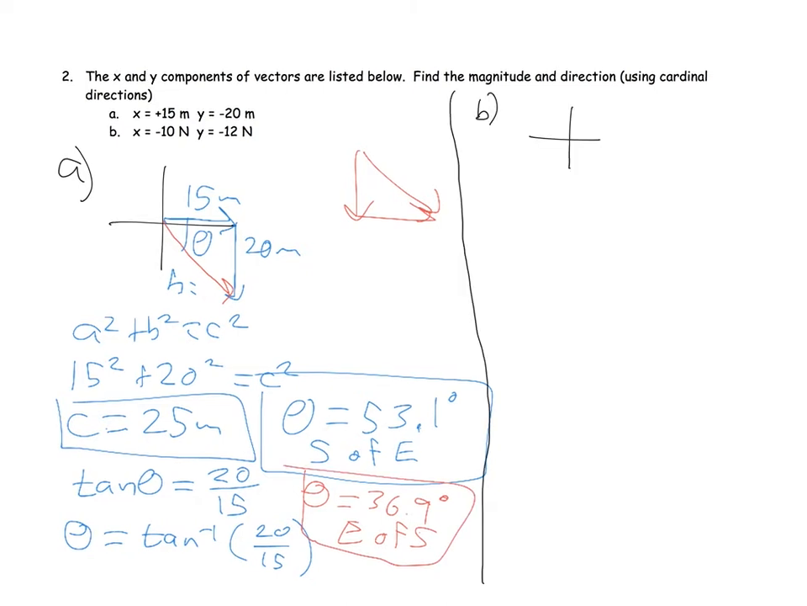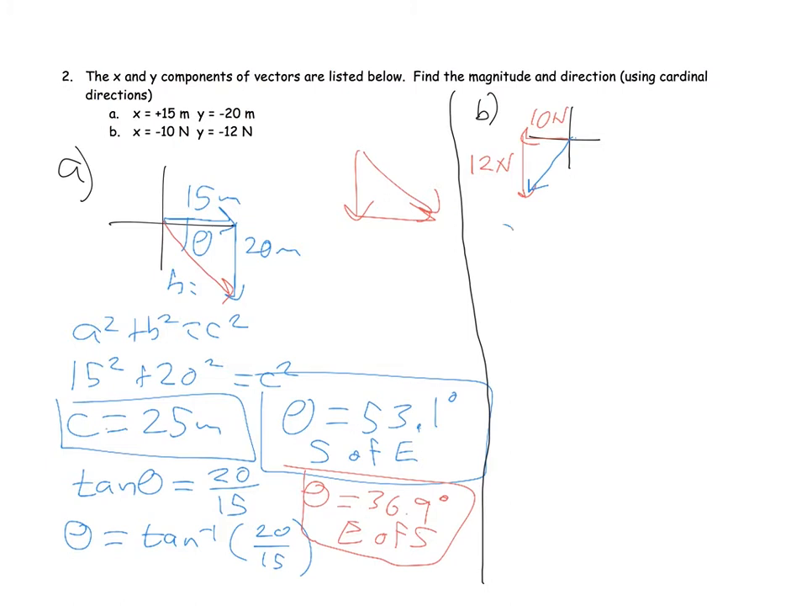Moving on to B here, we have an x vector of negative 10 newtons, so 10 newtons to the left, and a y vector of negative 12 newtons, so 12 newtons down. And so my resultant is showing the overall from the beginning to the end. I also have them lined up tip to tail, so we're good to go here. So we're going to solve for our hypotenuse and our angle.